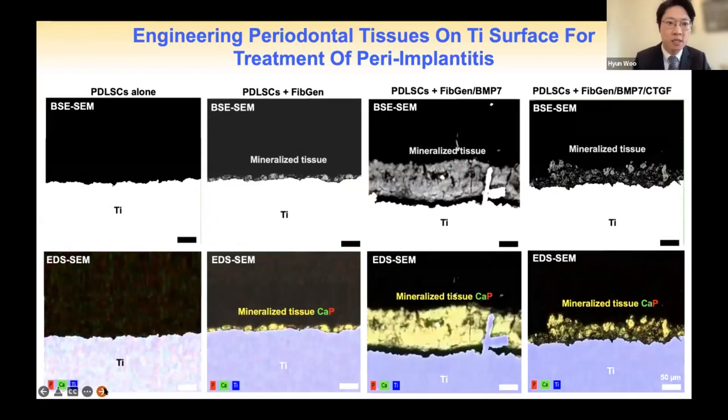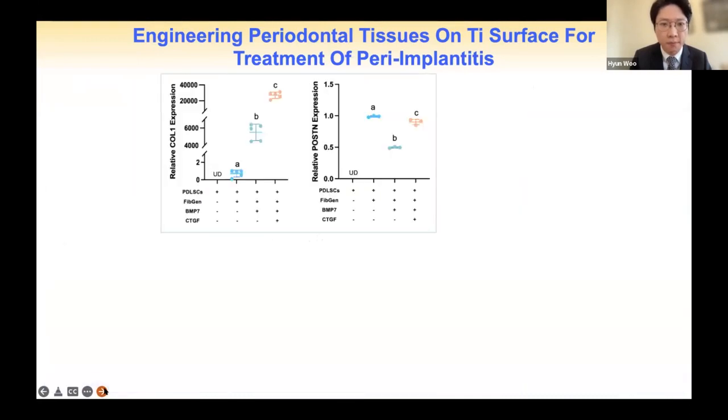Further, BSE and SEM images confirmed these mineralizations in 3 groups. And EDS element analysis showed that these mineralized tissues are composed of calcium phosphate, where calcium is green, phosphate is red, and combining together, it becomes yellow. In the presence of BMP7, the densest mineralization was confirmed. In gene expression analysis, collagen 1 and periostin were relatively high in the presence of CTGF.